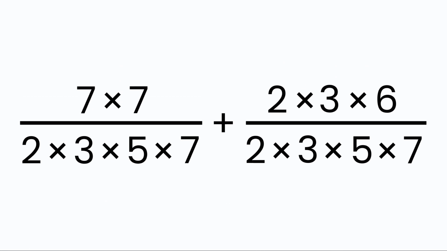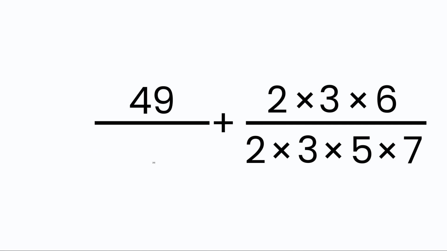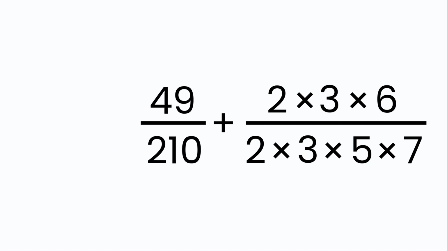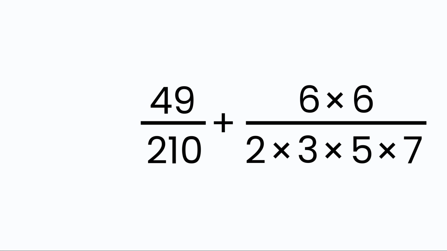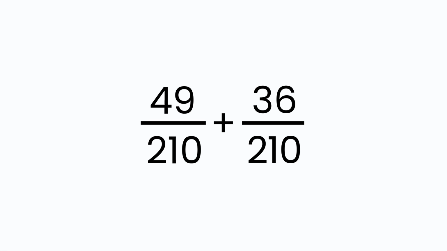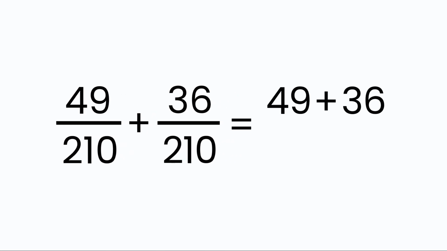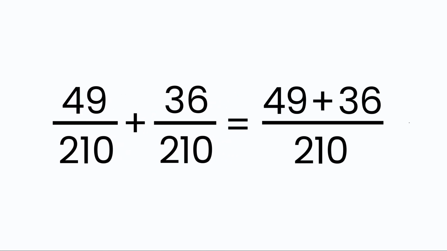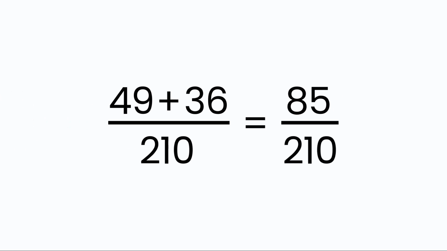Hence, you get 7 times 7, which equals 49, and 2 times 3 times 5 times 7 is 210. Then, 2 times 3, which is 6, 6 times 6 equals 36, and 2 times 3 times 5 times 7 is 210. The denominators are now equal, so you may add the numerators together. 49 plus 36 over 210 equals 85 210ths.